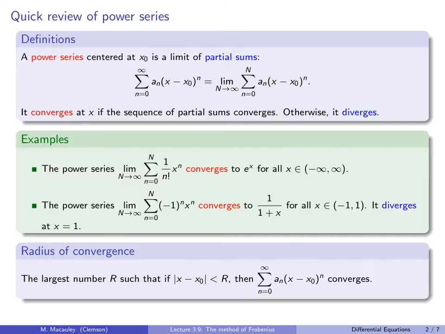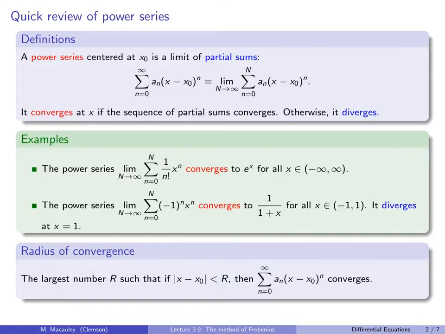So a power series centered at x naught looks like this, but formally it's a limit of partial sums. So an infinite sum, what is that? Well, we take a finite sum, and then we keep adding more and more terms, and we see if that sequence converges. If that does, we say the limit exists, and the power series converges at x. Otherwise, it diverges.